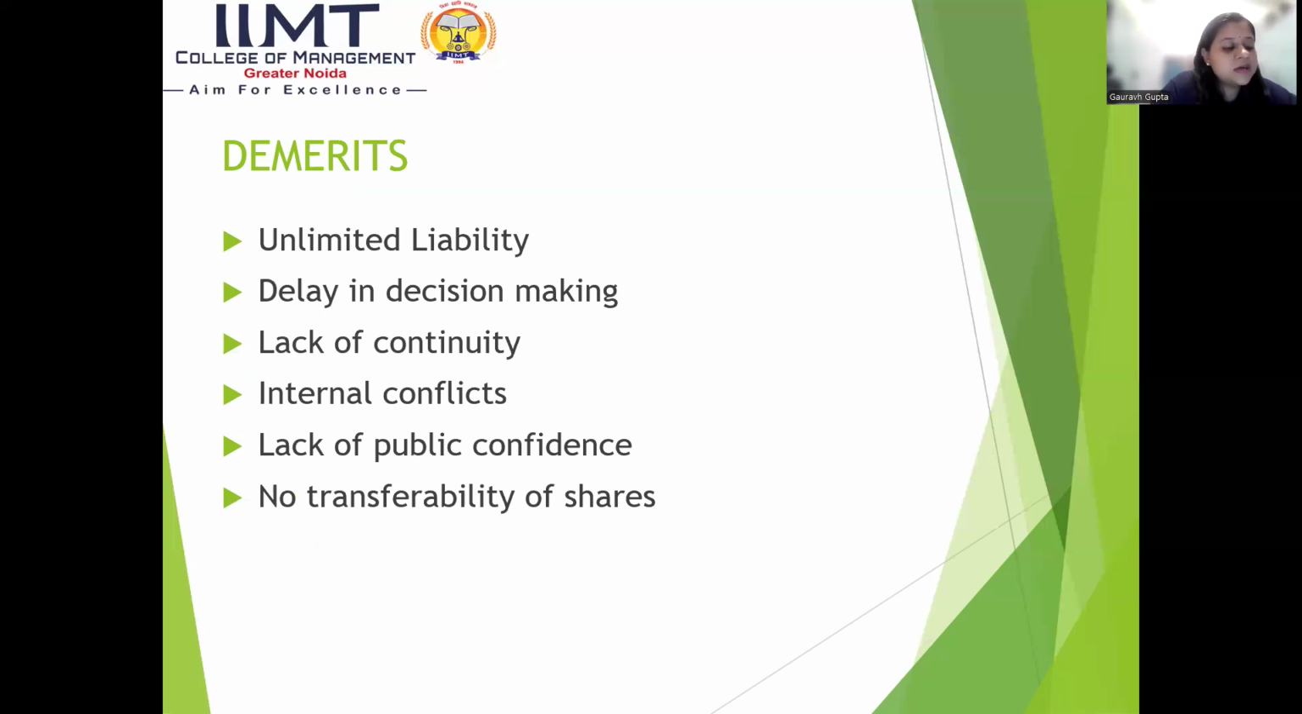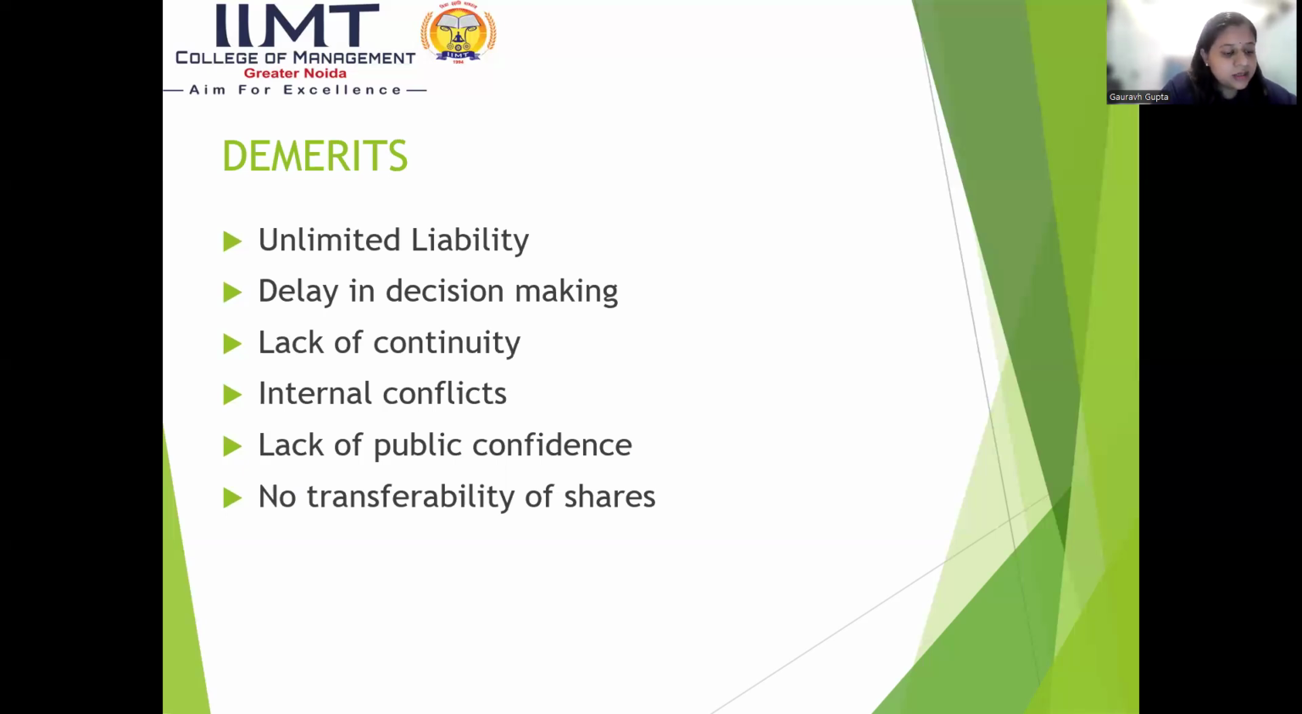First, unlimited liability. Each person's liability is extended to their personal property. Next point, delay in decision making. The consent of all the partners is required while taking any decision. That's why there's a delay in decision making. Next point, lack of continuity. Any conflict between the partners or death of a partner may bring the business to an end.